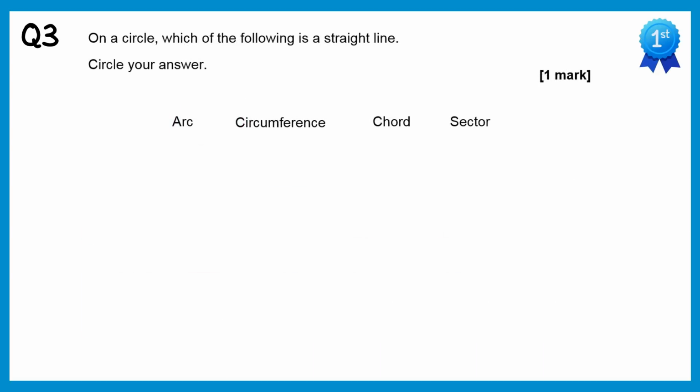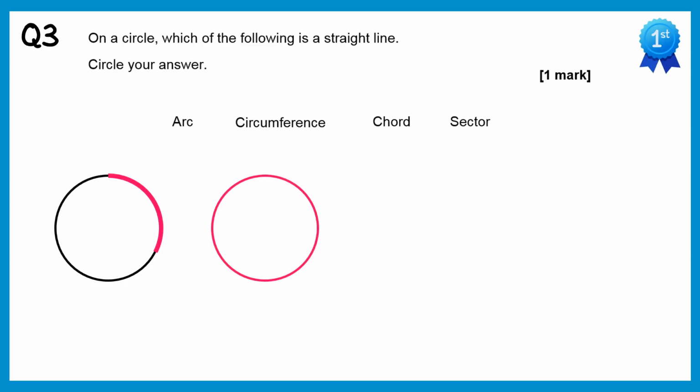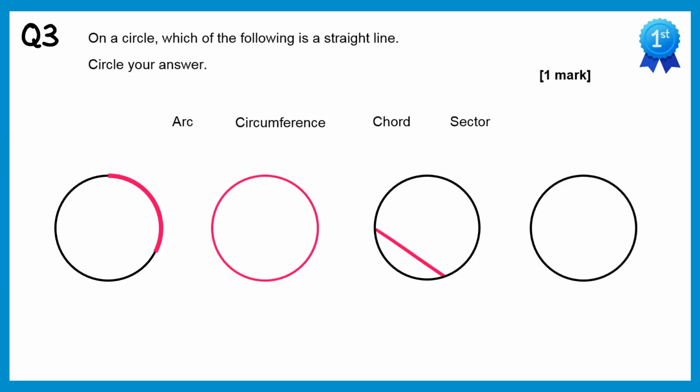To answer this question, we'll draw all 4 of these. An arc is when you take a circle and then take one piece of the outside of it, like this. A circumference is the whole of the outside of the circle. A chord is when you have a circle and you draw a line from one side to the other like this. And a sector is when you take a circle, take 2 radii, and then shade in the enclosed area. So a chord is the one that makes a straight line.